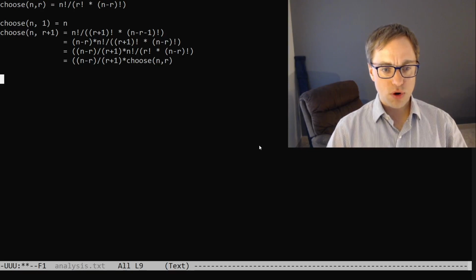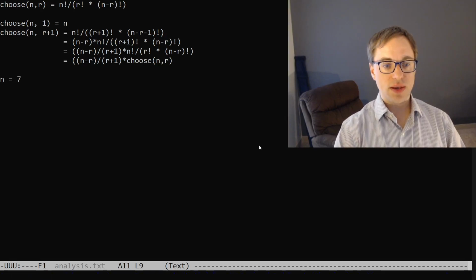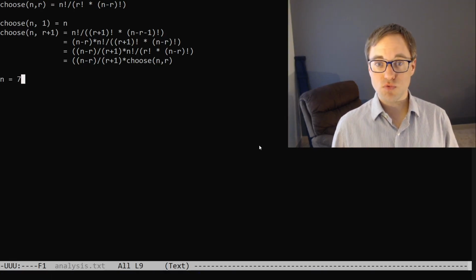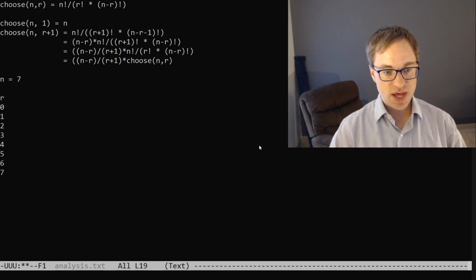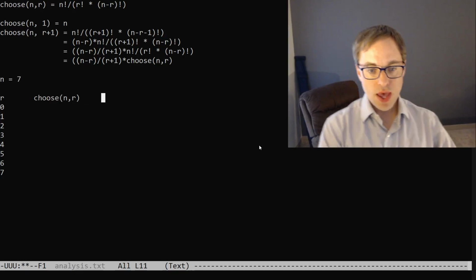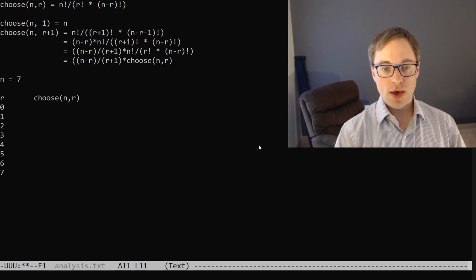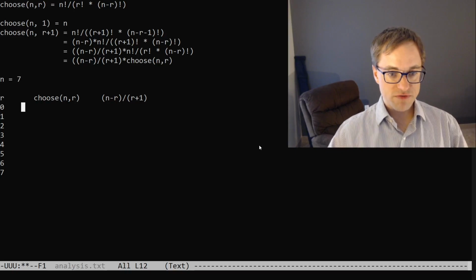Okay, so let's work through an example just so you can see what this is going to look like. So let's calculate the n equals 7 row of Pascal's triangle. So let's make a little table. r is going to go from 0, 1, 2, 3, 4, 5, 6, 7. And for each one, we want to compute n choose r. And to help us compute the next one, we want to calculate (n minus r) over (r plus 1). Okay, so we're going to start off with the first row.